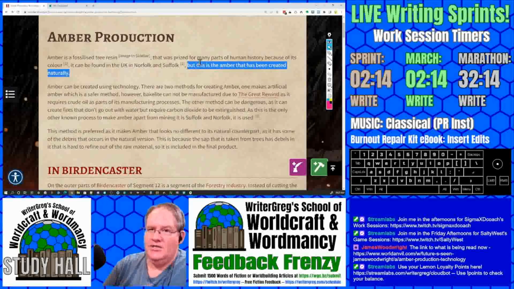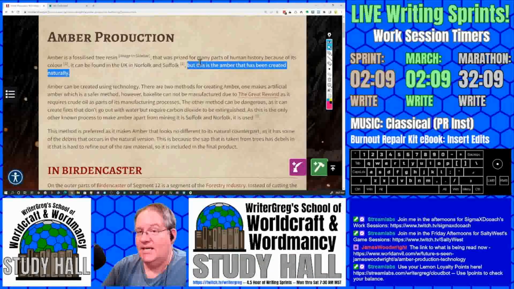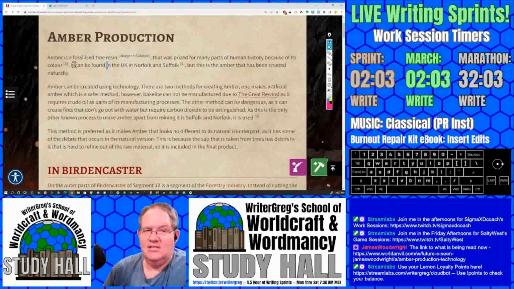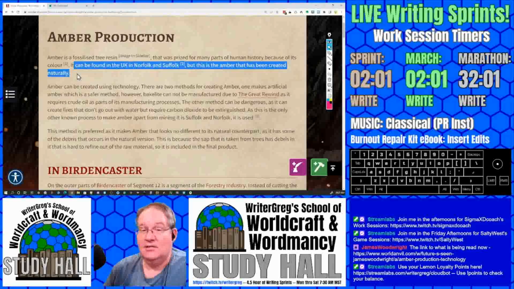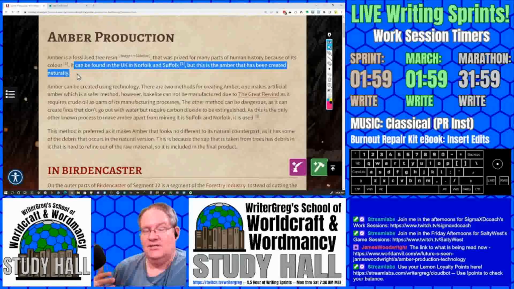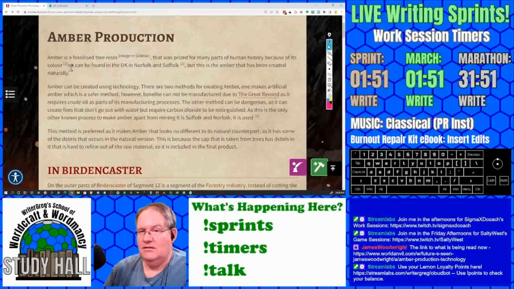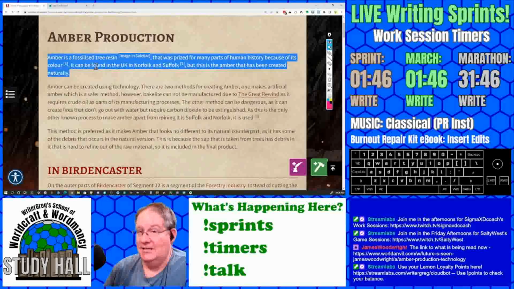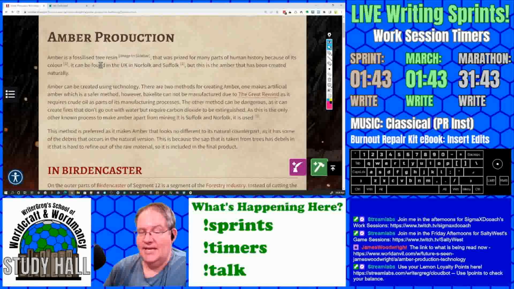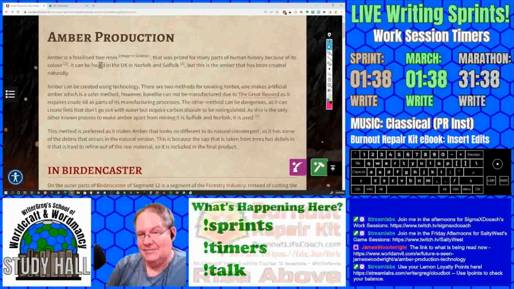The reason why I like shorter sentences is because they are much easier to read, faster to read, and less complicated. Having a much longer sentence such as this increases the difficulty of reading, the grade level of education required to have something read. So I would recommend shortening this sentence and just say natural amber can be found, can be mined, okay, because that tells us that it's naturally made. It has to be mined, it has to be collected.